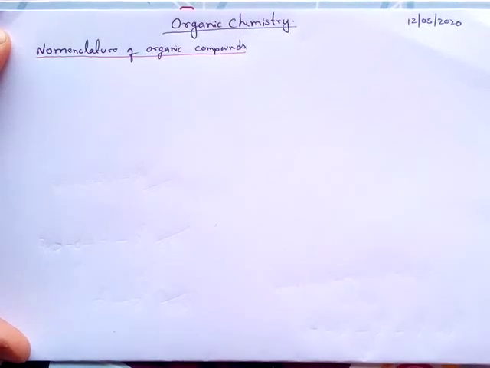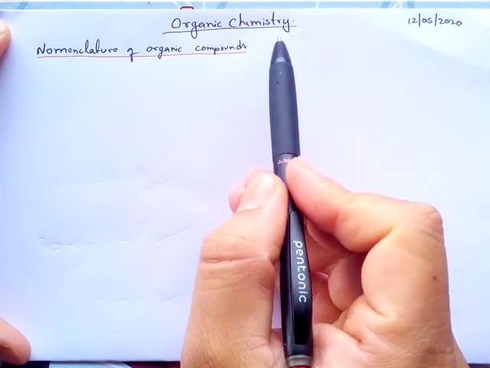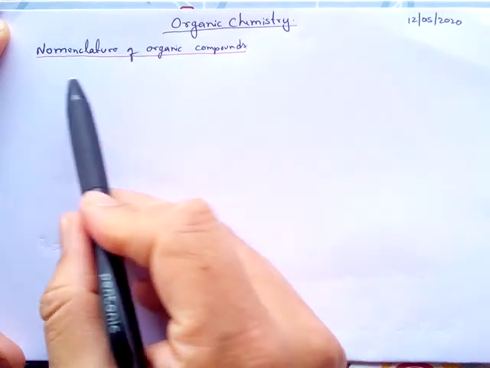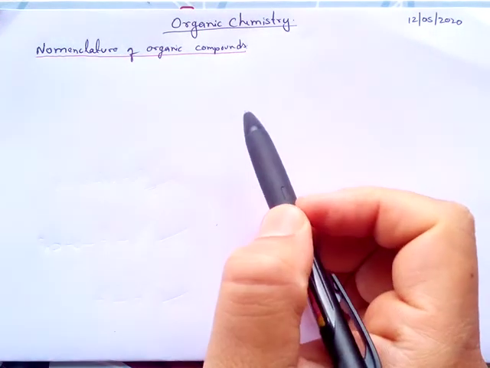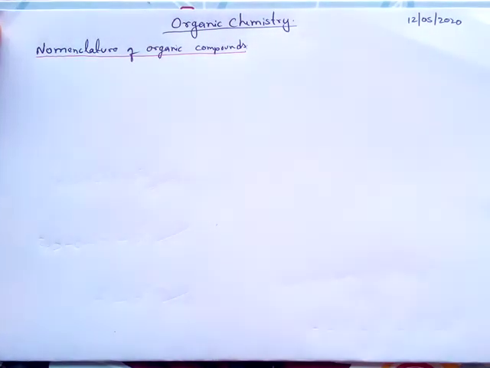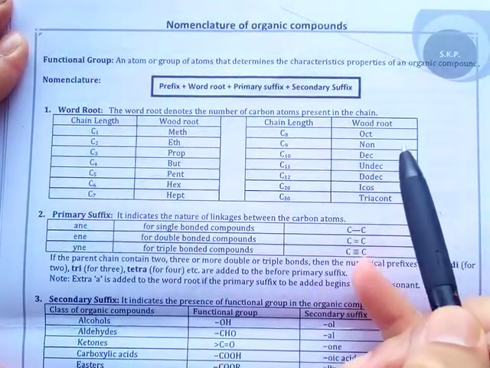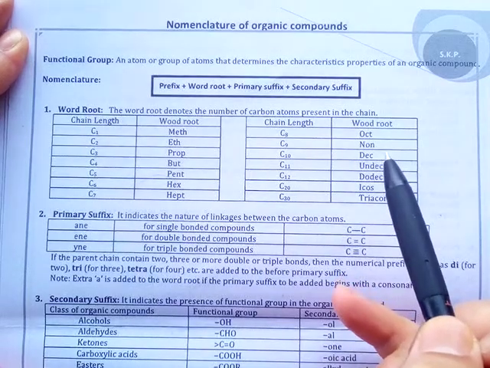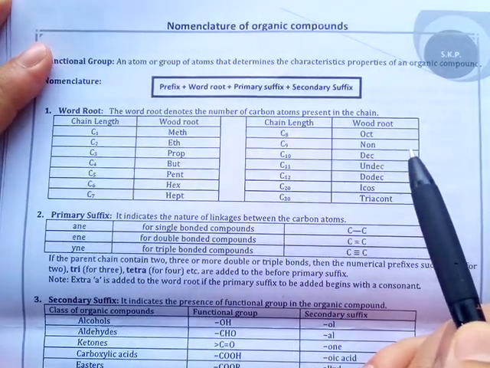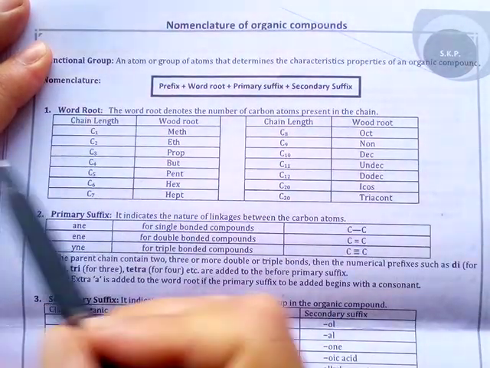Dear students, today we'll start organic chemistry. To begin with, we'll start with nomenclature of organic compounds according to IUPAC nomenclature. I have these notes for nomenclature of organic compounds. We have already learned this in class 11 also. Just for revision, I'm taking these notes.